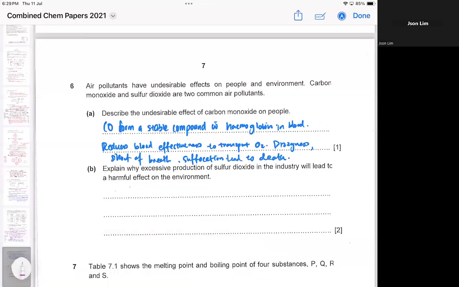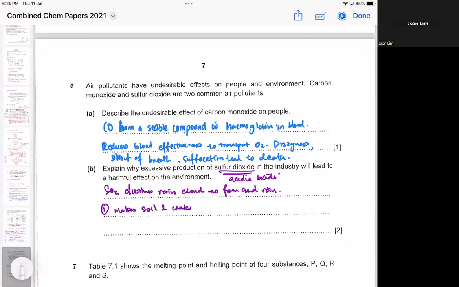Sulfur dioxide here is an acidic oxide. So I will mention that it dissolves in rain cloud to form acid rain. And what are the effects of acid rain? There are a few. Number one, it makes the soil and water bodies too acidic for the plants to grow.